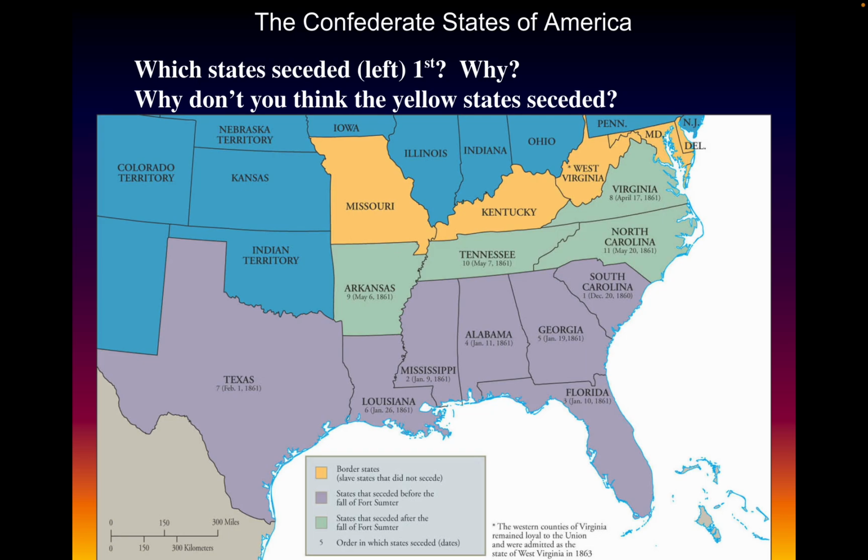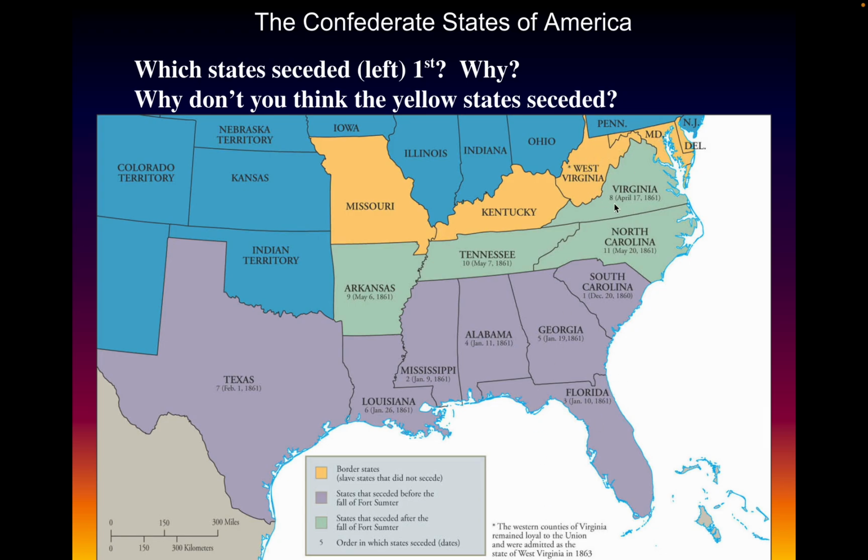of your country anymore. From there, the states in green, Arkansas, Tennessee, North Carolina, and Virginia, they also all seceded, meaning they broke away from the United States. It just takes them a little bit longer. The states in yellow, which is Missouri, Kentucky, Delaware, Maryland, and I'll tell you about West Virginia.